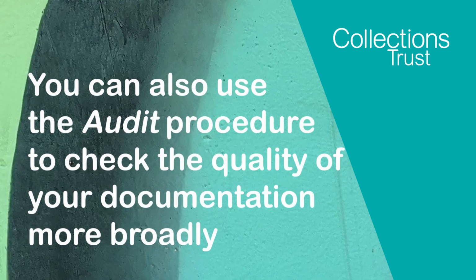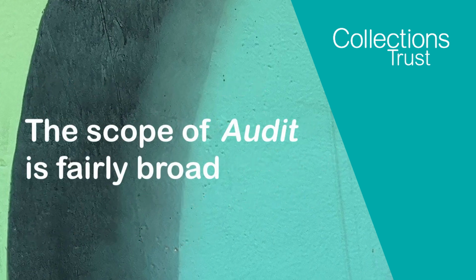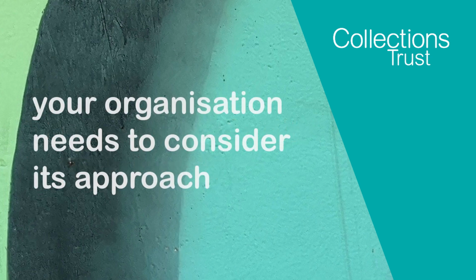You can also use the audit procedure to check the quality of your documentation more broadly. For example, you might carry out an audit on the use of terminology in catalogue records. Because the scope of audit is fairly broad, your organisation needs to consider its approach at policy level.